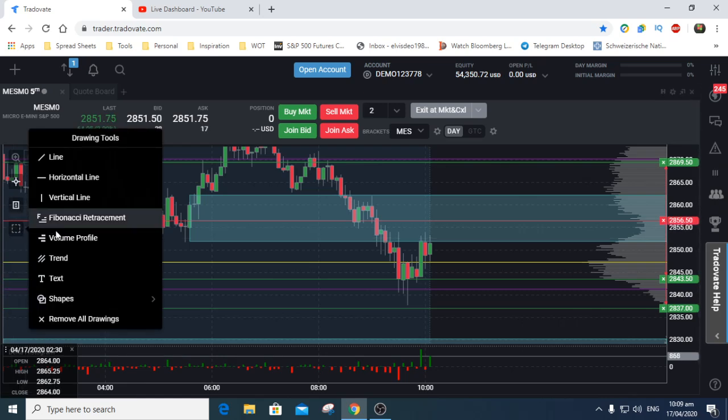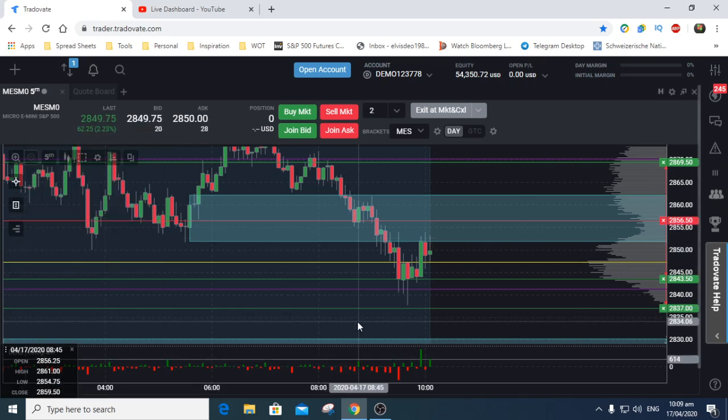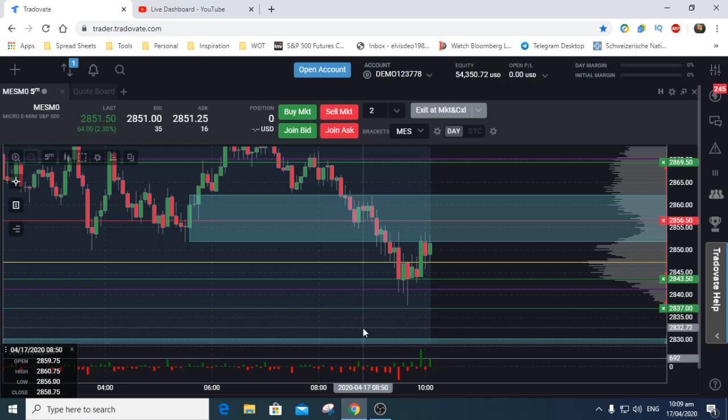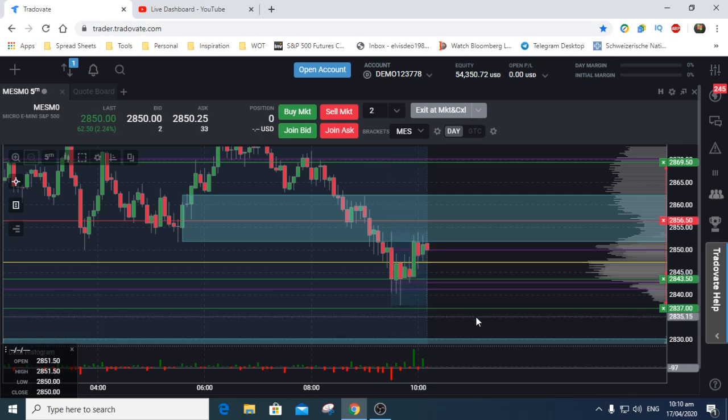Oops. Overlay and entity volume profile. Now it's started. Just to make sure.